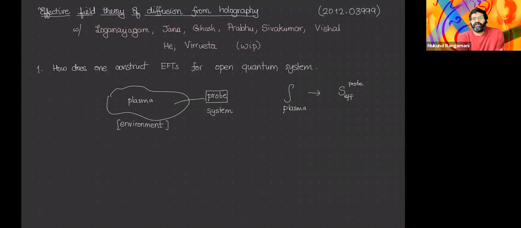Now, a priori, this sounds like a story that you could tell for any system, and you might say, did Ken Wilson solve this 50 years ago, because he told us how to write down effective couplings in effective field theory, weighted by coefficients that we would determine by recourse to microscopics. There's a catch, and the catch here is that the plasma plus probe system undergoes unitary evolution, but the probe by itself does not.